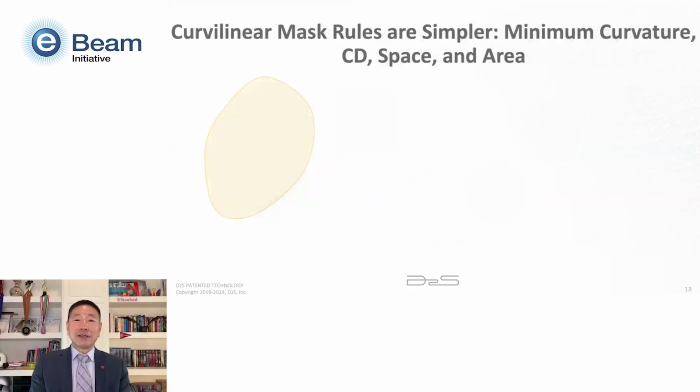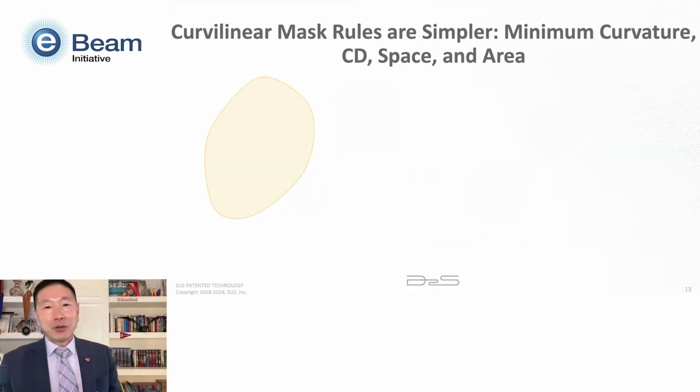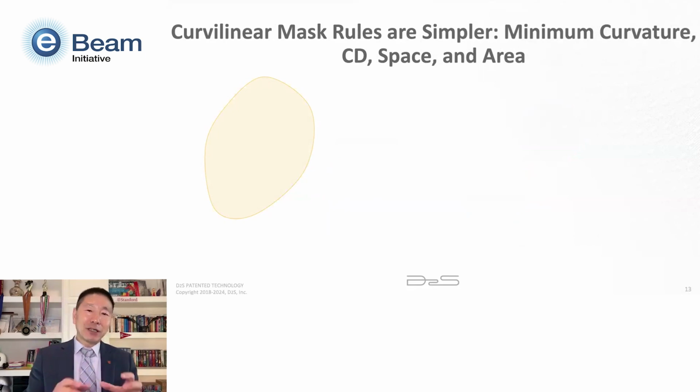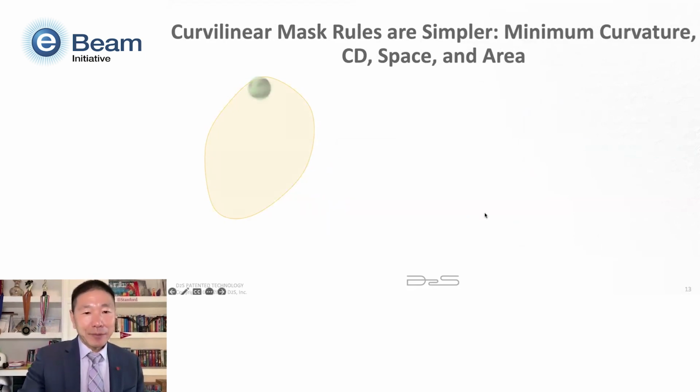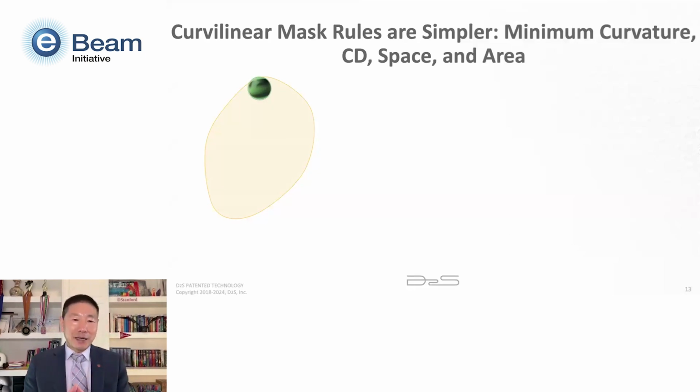Not only that, if you do curvilinear, then the mask rules become much simpler. There are only minimum curvature, minimum CD, space, and a minimum area. Here I give you an example. Just imagine this is an intuitive way to think about the problem.